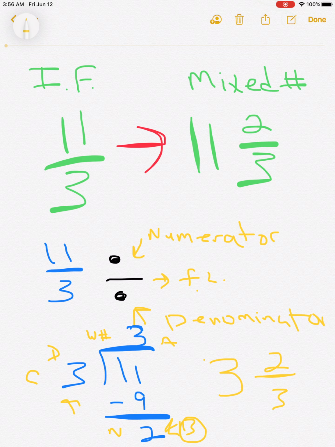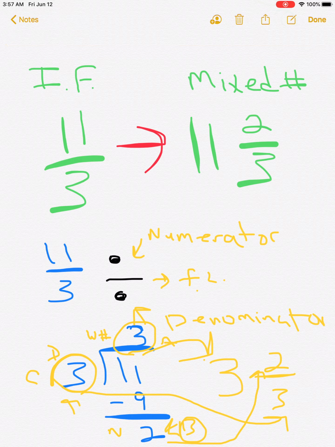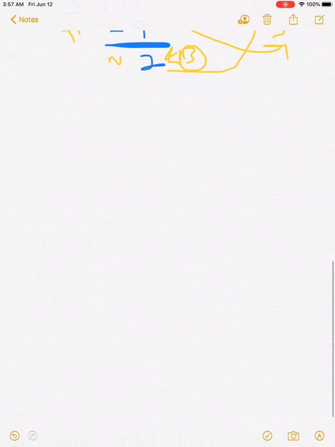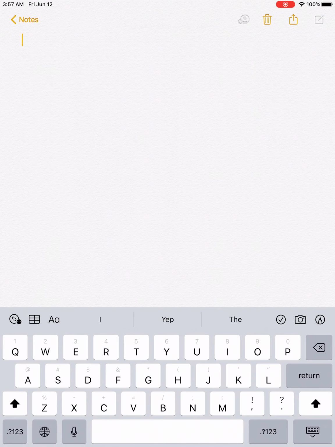I don't want to confuse anybody, but for people who think of it a different way, the answer in your division problem will always be your whole number. Your remainder will always be your numerator. And your divisor will always be your denominator. If it looks a little bit confusing, let's try another one and see if it clears the concept up a little bit. Let me grab a pen here, everybody.